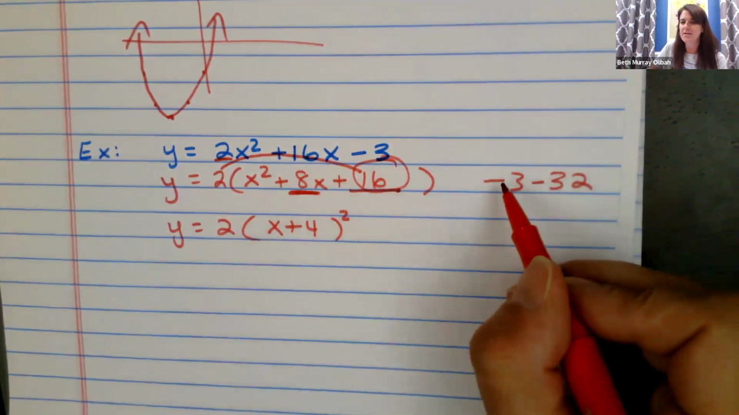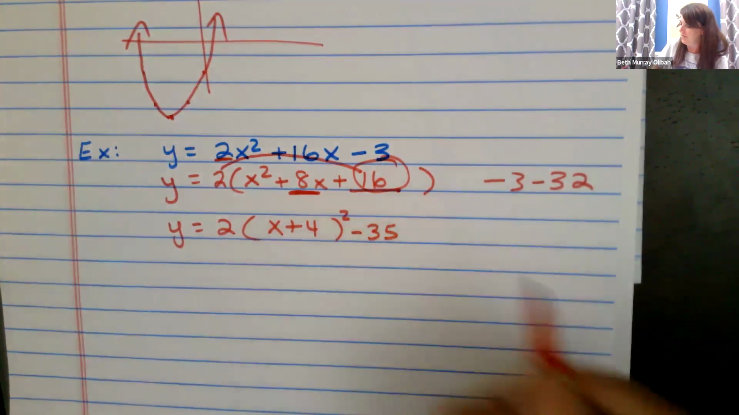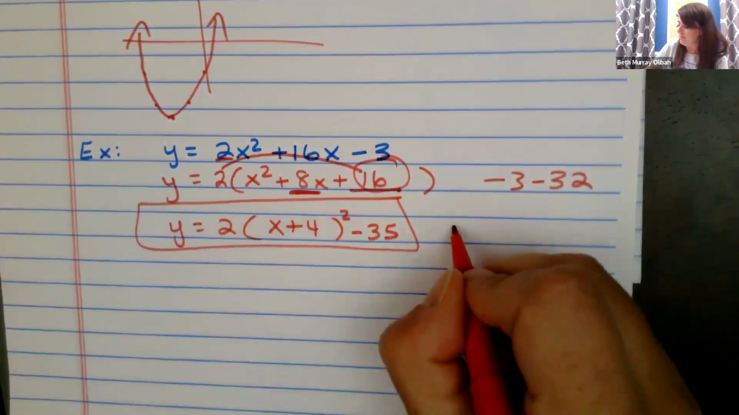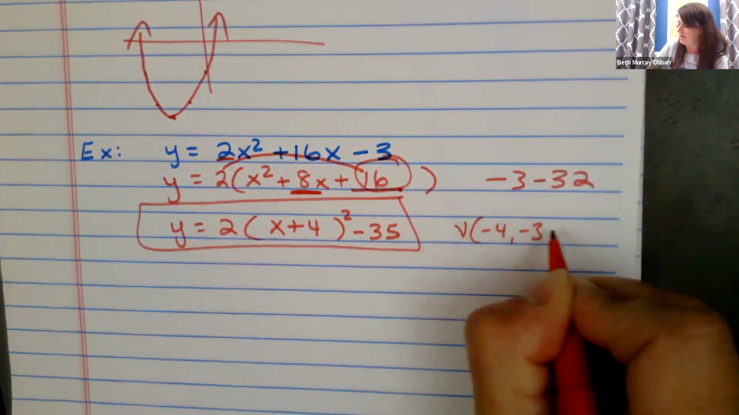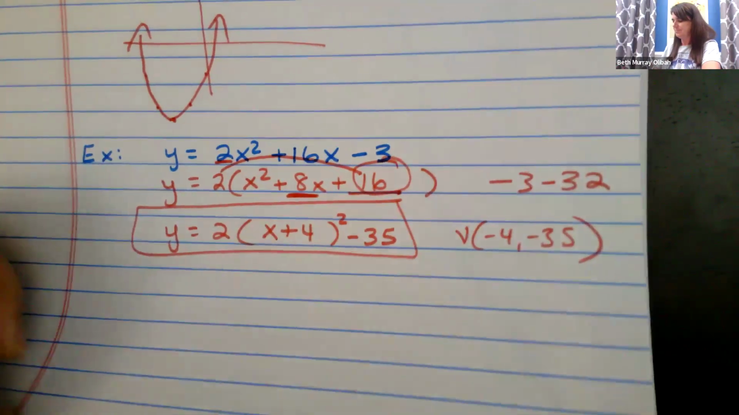What do I have outside? -3 minus 32, so -35. This is my vertex form. My vertex is -4, -35, and I could graph this pretty easily now. But let's do 2 more.